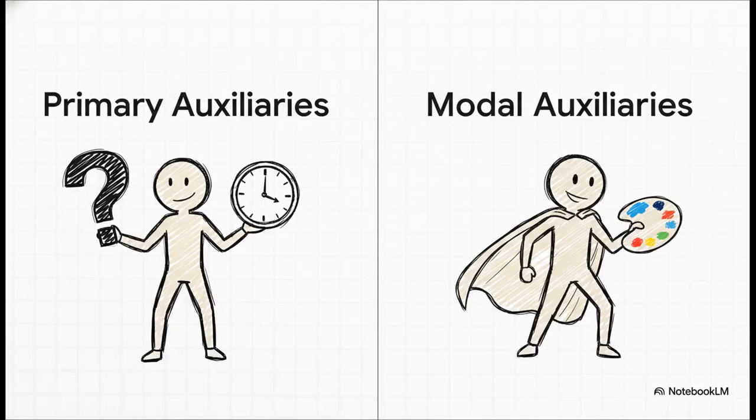Now these helper verbs come in two main flavors. You have the primary ones like is or do, which help us ask questions or show when something happened. Then you've got modals, like can or will. These add extra layers of meaning, like possibility or ability. They're what give the main verb its superpowers.